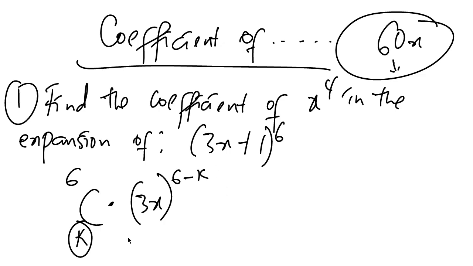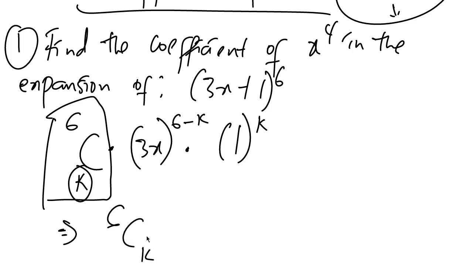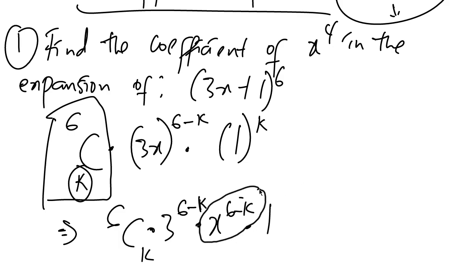So 6 combination k, 3x to the power 6 minus k multiplied by 1 to the power k. Is that not the principle? So don't bother yourself about 6 combination k. Your focus is anything that concerns x. If you simplify this, it will be 6 combination k, and if you open this, it will be 3 to the power 6 minus k, x to the power 6 minus k. 1 to the power any value k is still 1. So what you should put your focus on is this: x to the power 6 minus k, which you will now equate to x to the power 4. Are you following?